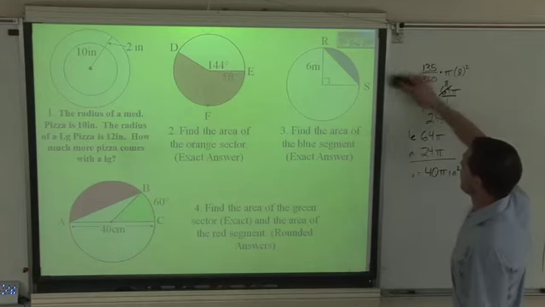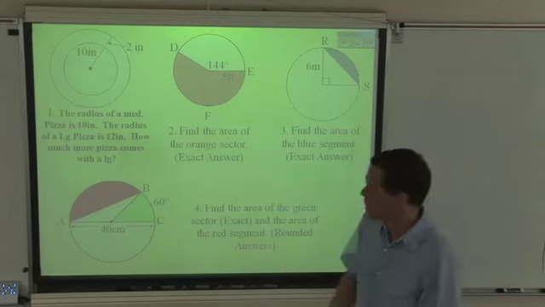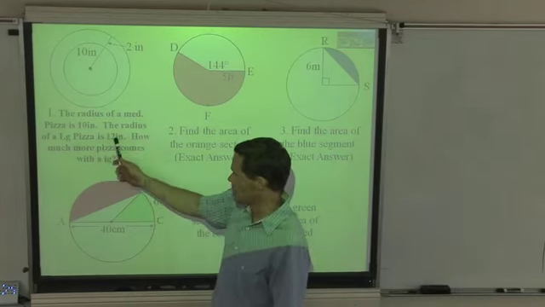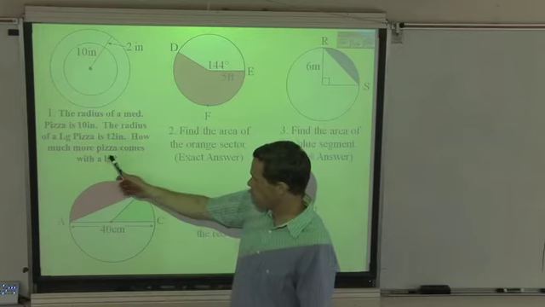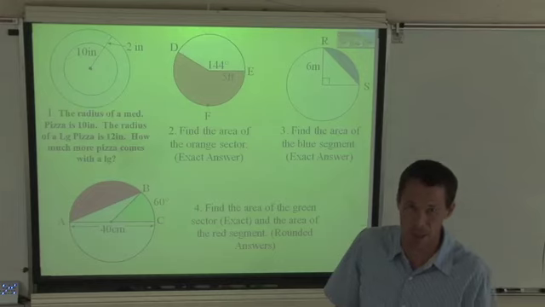Okay, so up at the top we have our first example. This is the pizza example. The radius of a medium pizza is 10 inches and the radius of a large pizza is 12 inches. How much more pizza comes with the large? You think it's only 2 inches bigger.